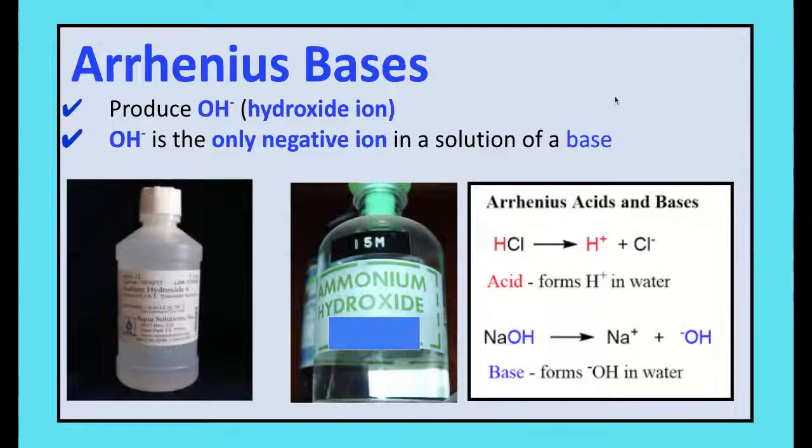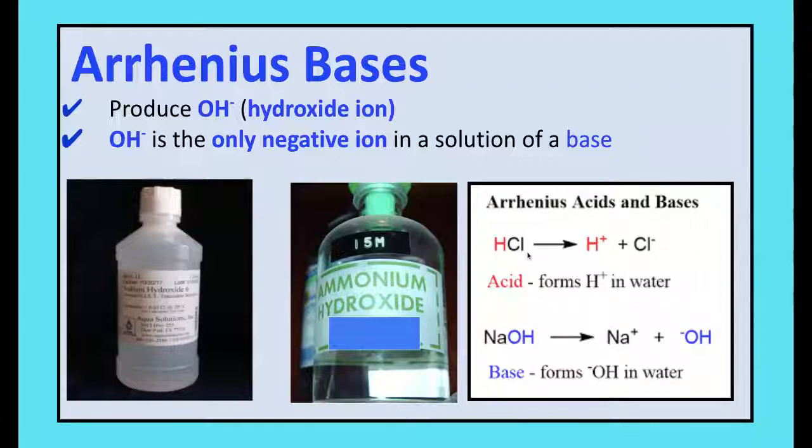With the Arrhenius bases, just like with the acids, they're going to produce something. So the bases produce hydroxide. Hydroxide is a negative ion, and this is just in water, right? So if I take sodium hydroxide and I put it in water, that will dissociate into the sodium and then the hydroxide. So it'll kind of space out. So you have these 2 examples here.